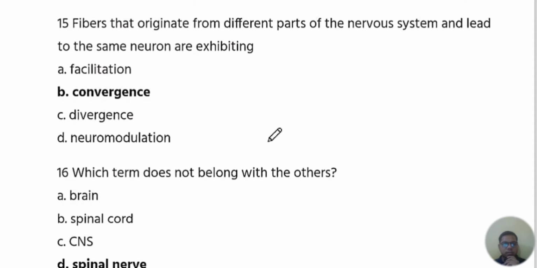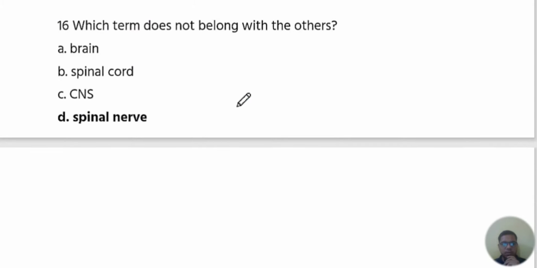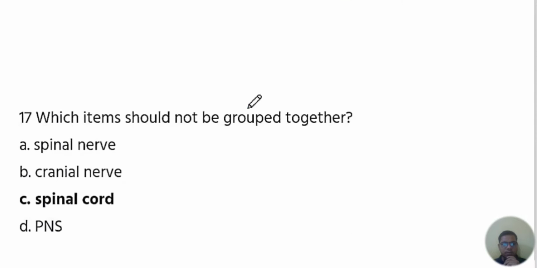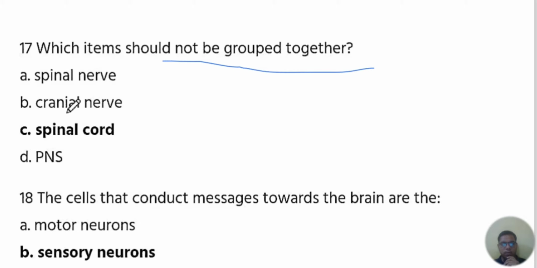Next is question number 15: fibers that originate from different parts of the nervous system and lead to the same neuron are exhibiting. The answer is B, convergence. Next is question number 16: which term does not belong with the others? The answer is D, spinal nerve. Next is question number 17: which item should not be grouped together? The answer is C, spinal cord.